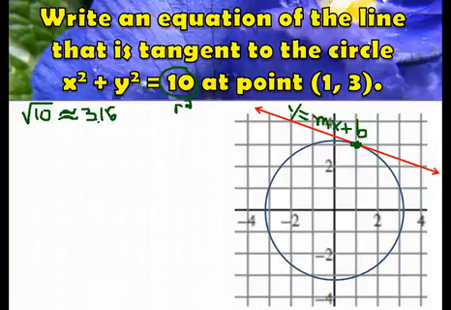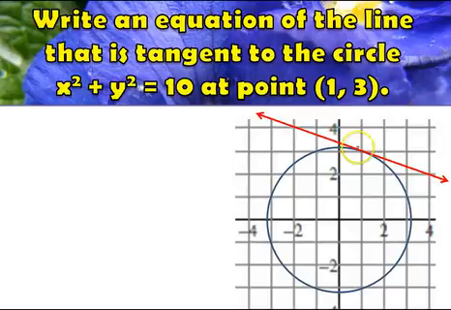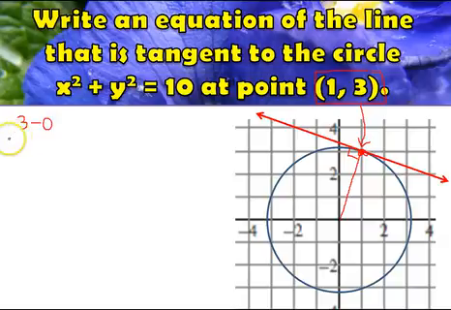Okay, so let's do this. First things first, since I'm trying to find the equation of this red line, let's find the slope of the radius, because remember, it's perpendicular to my tangent line. So I have to find this slope first. I have this point up here again, given, (1, 3). That's great. This point of contact is (1, 3). That's my origin. So when I use slope, I would do y2 minus y1, and then x2 minus x1. That gives me a slope of positive 3 over 1, which makes sense.